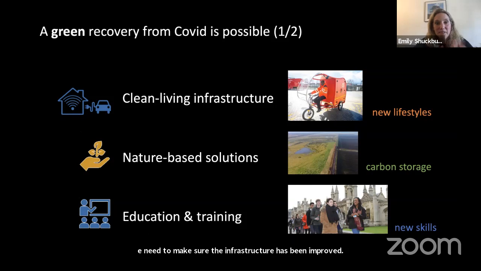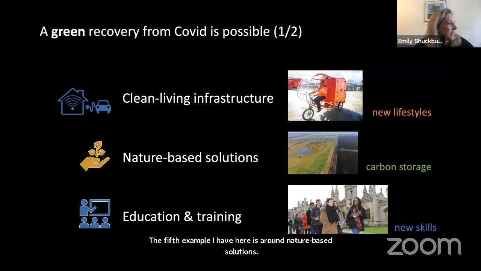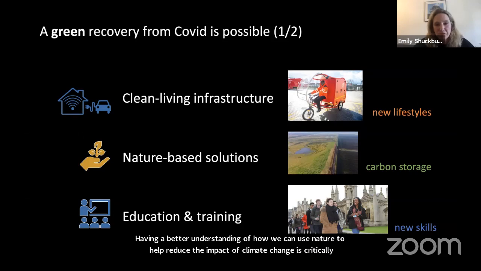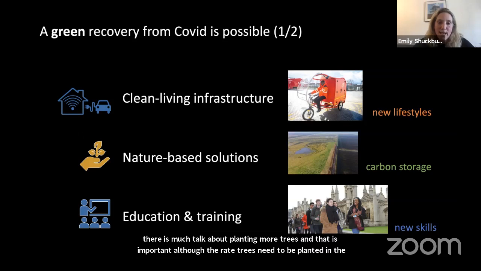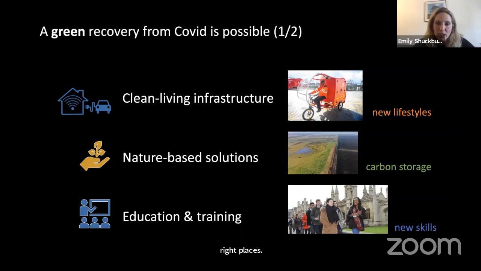The fifth example I have here is around nature-based solutions. Having a much better understanding of how we can use nature to help reduce the impact of climate change is critically important. There's much talk about planting more trees, and that is important, although the right trees need to be planted in the right places.